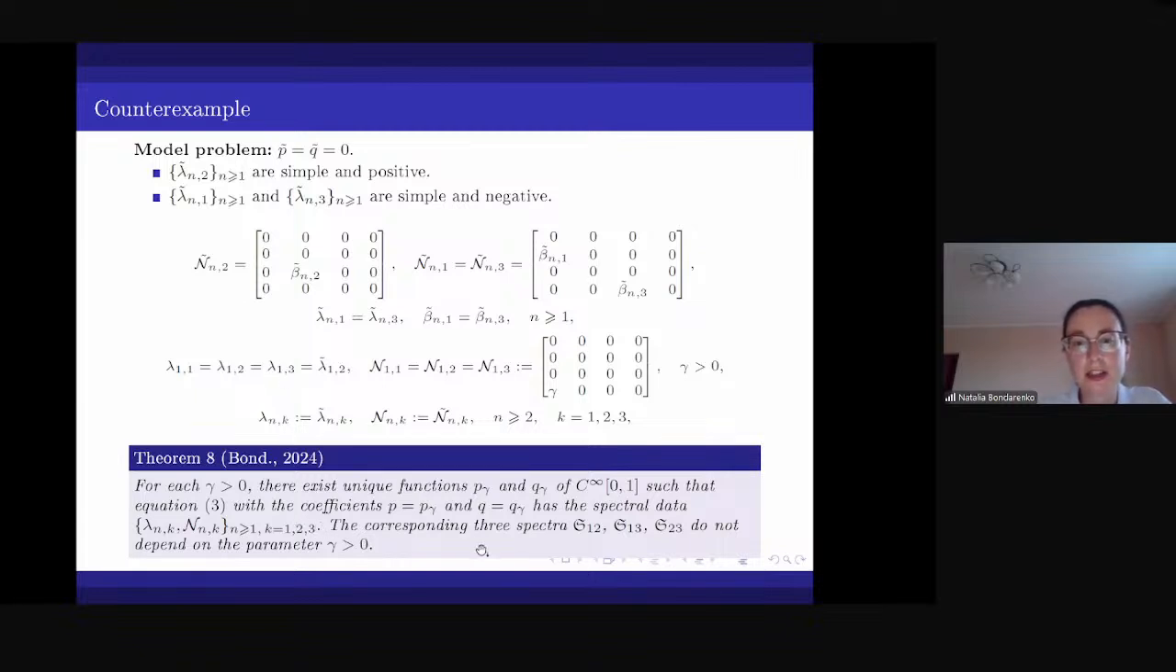And if we consider the corresponding three spectra of Barcelon's problem, then we can show that they don't depend on the parameter gamma. So by taking different values of parameter gamma, we obtain different p and q, but we have the same three spectra. And the theorem shows the non-uniqueness in this case.